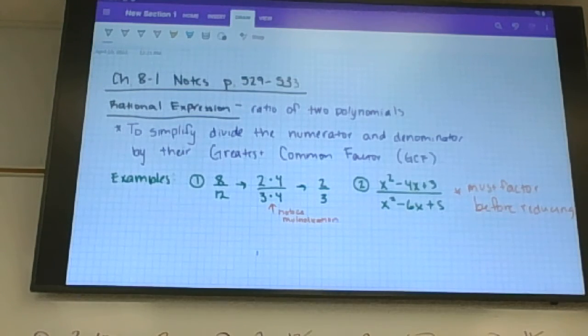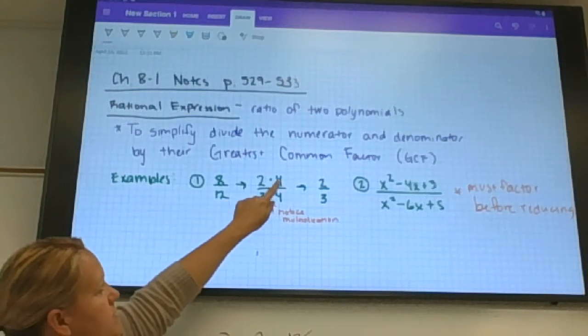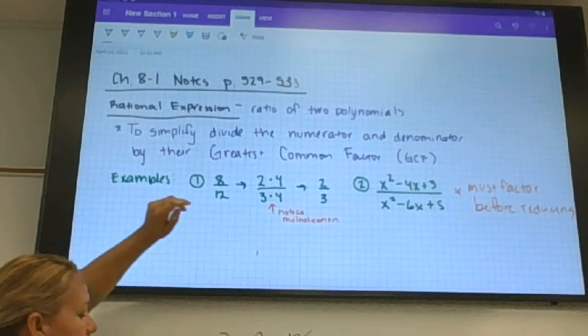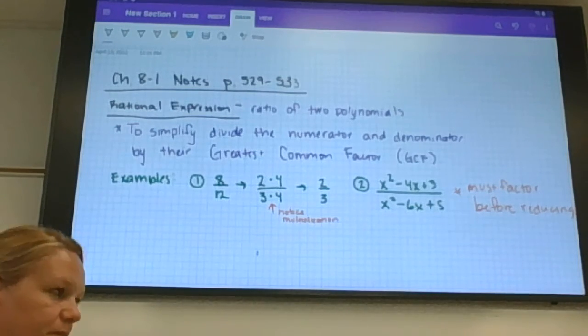So number 1 is just like what we did in Bauer. 8 over 12 can reduce, and that's because they both are divisible by 4. If you write 8 as 2 times 4 and 12 as 3 times 4, you cross out the 4s, you get 2/3. That's all done mentally for you. You've done that for years.